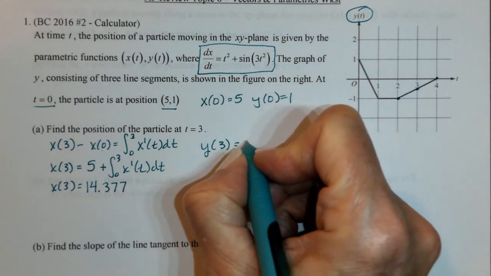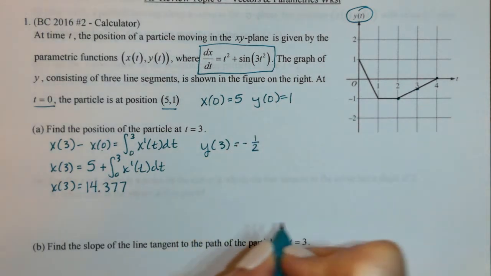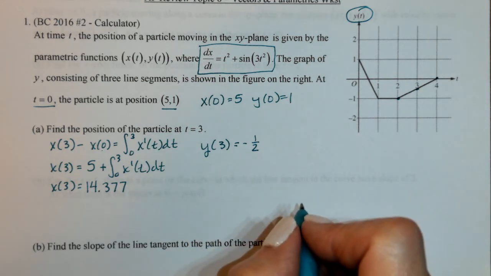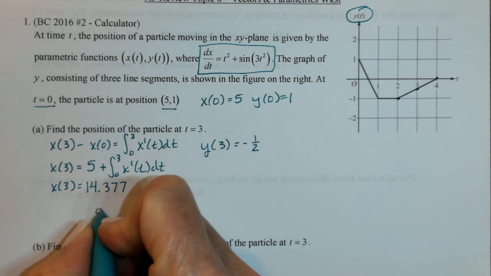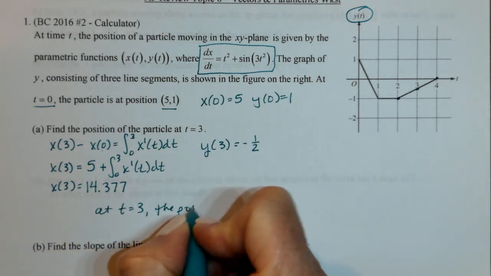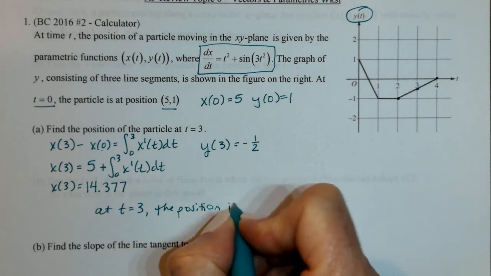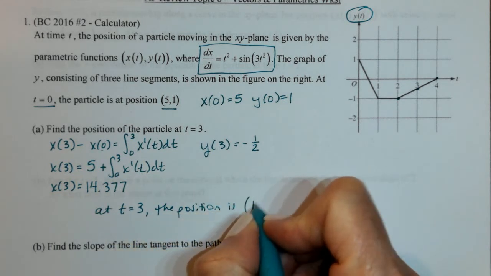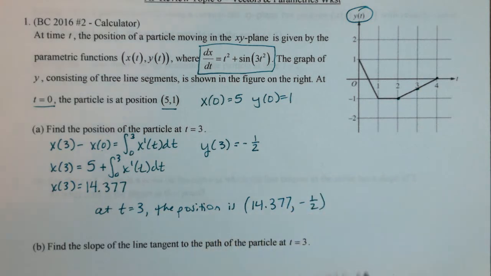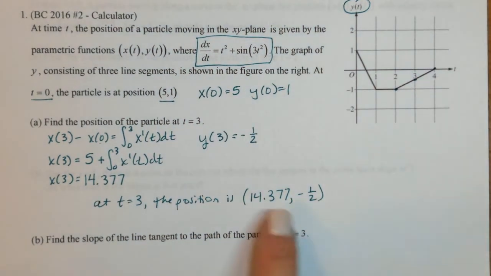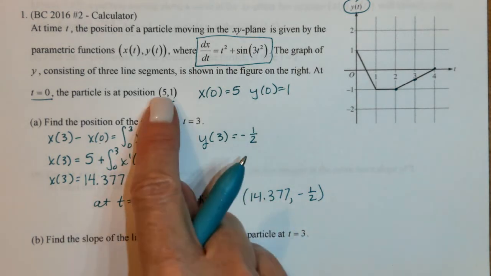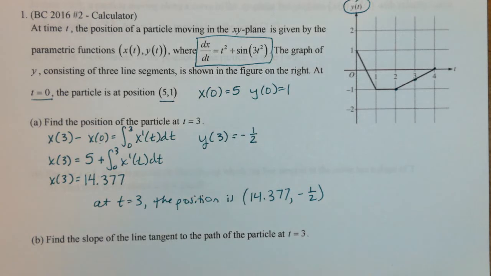So y at 3 is a negative 1/2. If we did the first fundamental theorem, we would get the exact same thing, but we don't have to. So at time 3, the position of the particle is (14.377, negative 1/2), or negative 0.5. I usually use the same kind of notation that they gave me in the problem. So if they give me parentheses, I'll give them parentheses back.